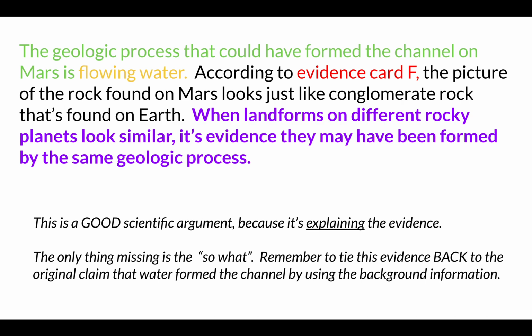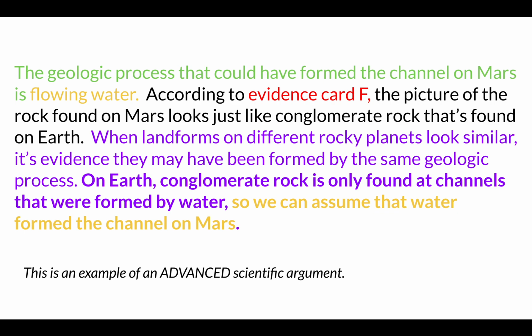Remember, we need to tie this evidence and the explanation of the evidence back to the original claim that water formed the channel by using the background information. Because we're talking about what Mars looked like, but we're using the conglomerate rock on Earth. So we need to make that tie. So here's our final one. If you can say, so we can assume that water formed the channel on Mars, it's basically restating your answer here, and that ties it back to our claim.